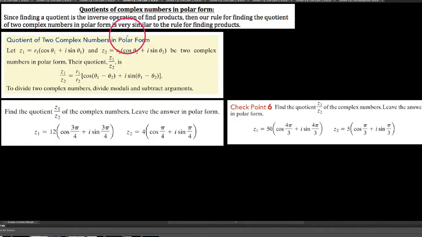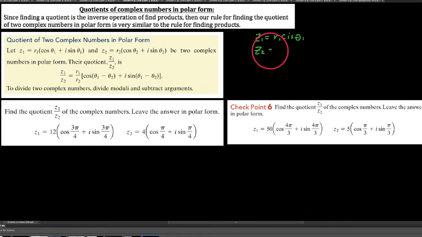Okay, YouTube, in this video we're going to focus on finding the quotient of two complex numbers in polar form. And the thing is here, with division or a quotient, this is going to be the inverse operation of a product or multiplication. So from our last video, we said if we had two numbers, we'll call these in polar form, r1 cis theta 1. That'll be our z1 here.